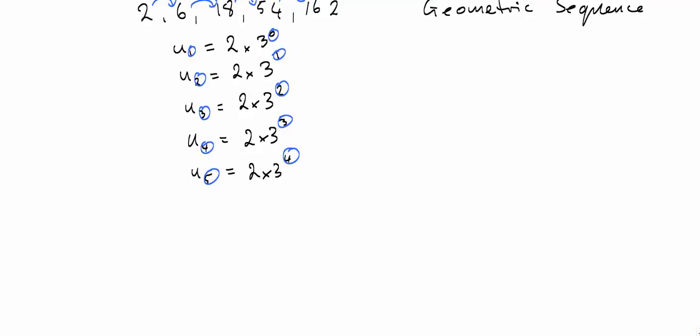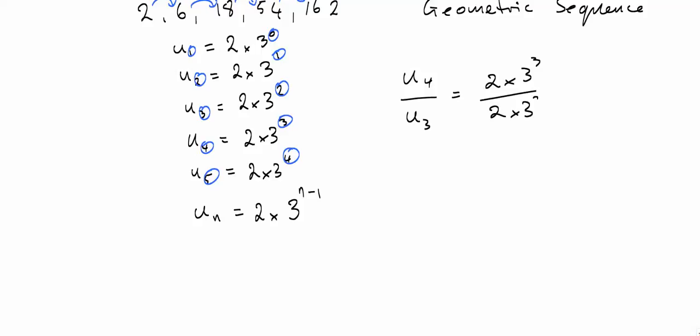So we can write a formula for this. un, the nth term, is 2 times 3 to the power of 1 less than n, or n minus 1. The number 3 is known as the common ratio. If I take any two terms, let's say u4, and then divide it by the previous one, u3, we'd get 2 times 3 cubed over 2 times 3 squared, and the 2's cancel, and 2 3's on the bottom will cancel with 2 on the top to leave us 3.